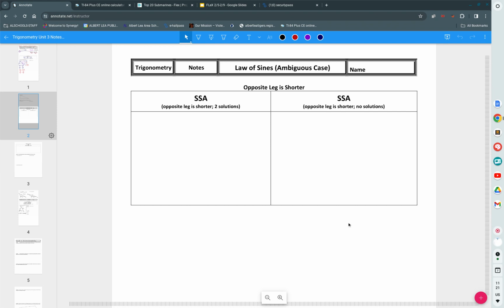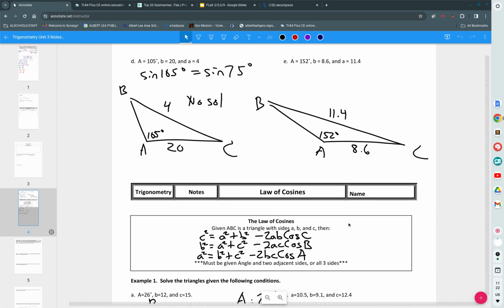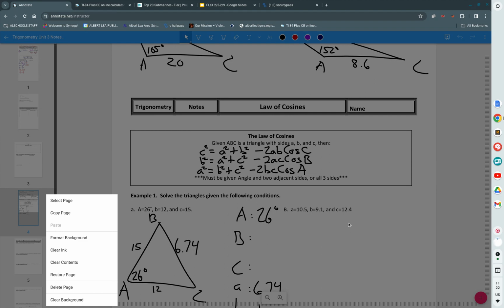If you take the college trig course next year, you will see that piece. I just don't think it's necessary for us to do that. So you're going to skip past this, and you're going to move yourself to the law of cosines. Law of cosines.